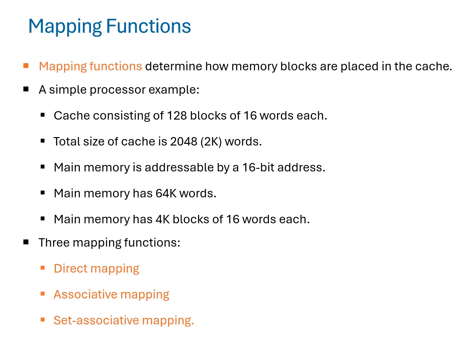Then mapping functions. The mapping function determines how you place a block of data from main memory into cache memory. Where will you place it? This will be determined by the mapping functions. For example, consider a cache consisting of 128 blocks of 16 words and a main memory of 2048 words. Then you can go for having a number of words and blocks. There are three types of mapping: direct mapping, associative mapping, and set associative mapping.